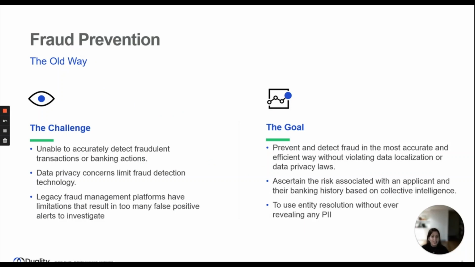Currently, financial institutions are unable to accurately detect fraudulent transactions or banking items. This is largely due to data privacy concerns, and as a result, there are a large number of false positive alerts to investigate. Our goal is to prevent and detect fraud in an accurate and efficient way without violating data localization or data privacy laws. This will help analyze the risk associated with an applicant based on collective intelligence. This also allows us to use entity resolution without ever revealing any PII.